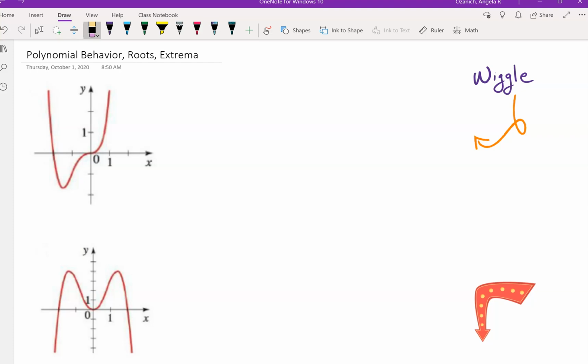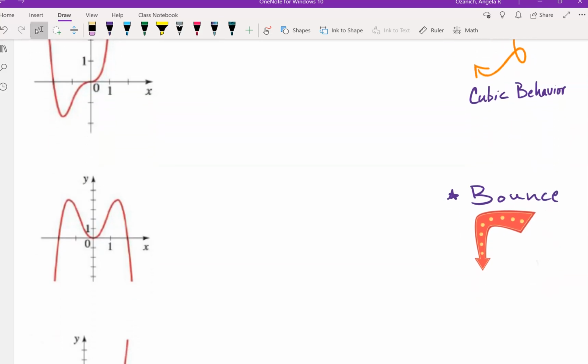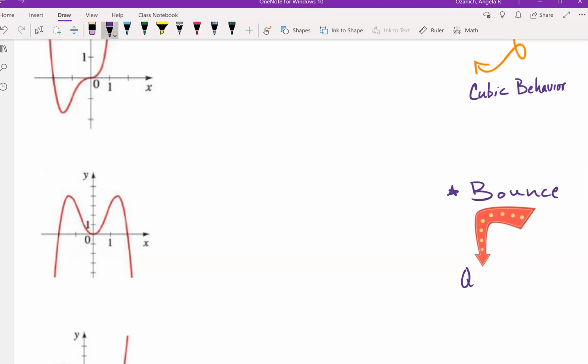Okay, so at our school, we are going to talk about a wiggle as being a shape that looks like a cubic function. So it has sort of cubic function behavior. And then we're going to talk about a bounce, as being a situation that has quadratic behavior.